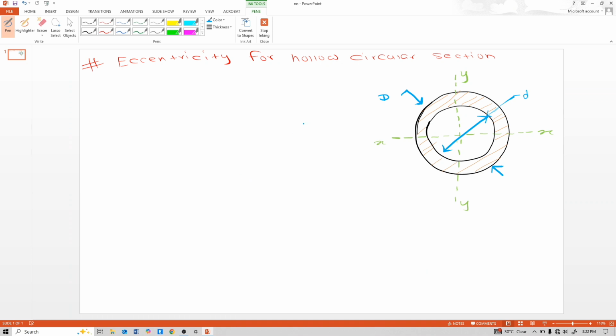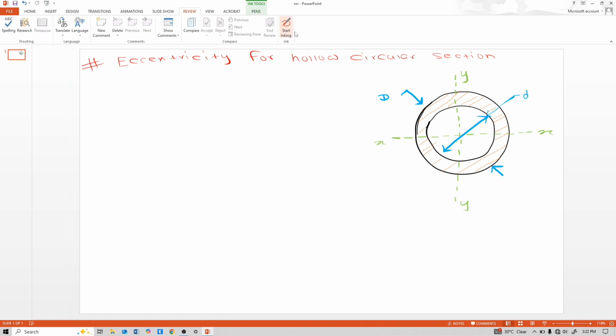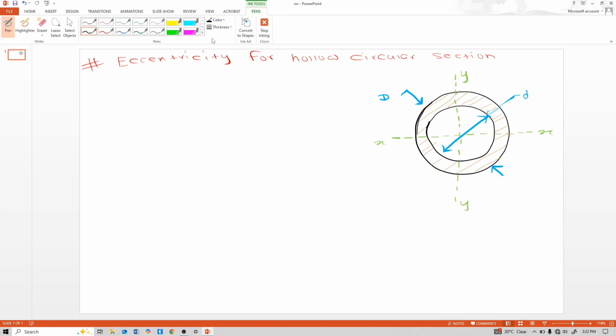Now we will see eccentricity for hollow circular section. So the methodology is similar. See, the no-tension equation is that eccentricity should be less than or equal to Z by area, sectional modulus by area. So apply that similar methodology here. Exx should be less than or equal to Zxx by area. I consider that xx axis.